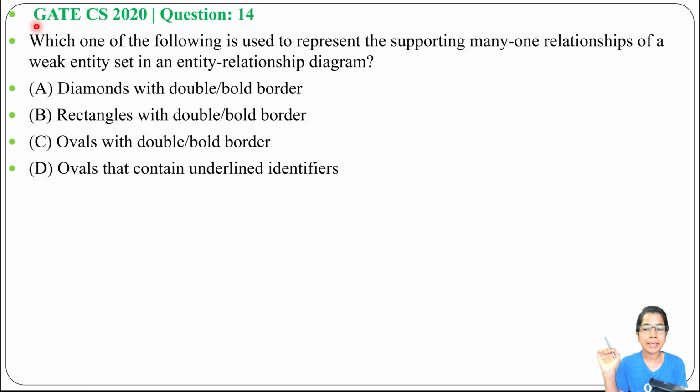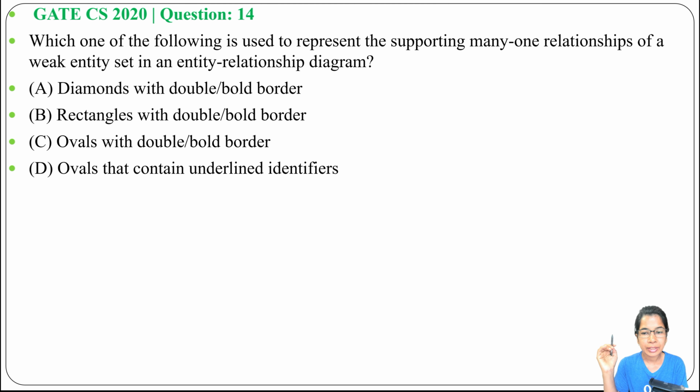Hey everyone, let's solve one previous question of DBMS. This question was asked in GATE CS 2020, question number 14. Which one of the following is used to represent the supporting many-to-one relationship of a weak entity set in an ER diagram? And 4 options are given.